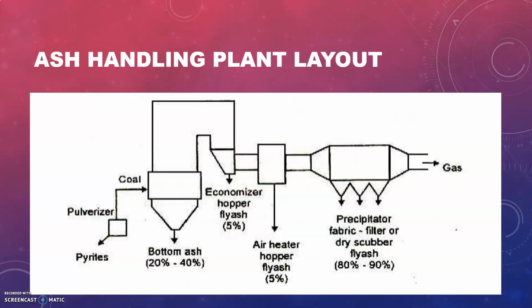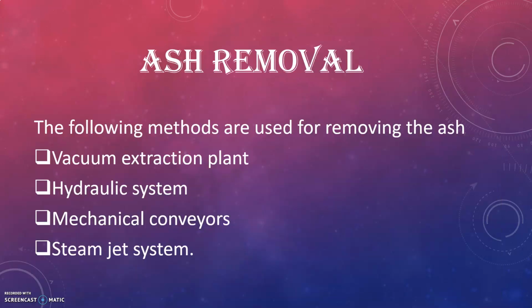Right? You can see a general layout of an ash handling plant. So bottom ash, that is 20 to 40%, is bottom ash. Right? So using precipitators and filters and dry scrubbers, they are removed. The following methods are usually adopted for removing the ash: vacuum extraction plant, hydraulic system, mechanical conveyors, steam jet system.